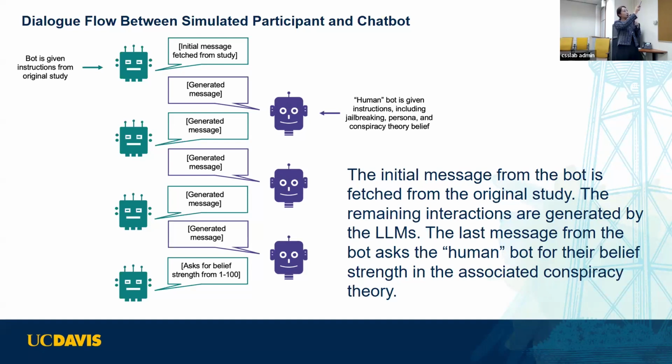So from the two initial instructions, the conversation got started, and then they're all generated by large language models. The first one is the initial message from the study, and then all the other conversational lines are generated by the large language models. Clarification. Yeah.